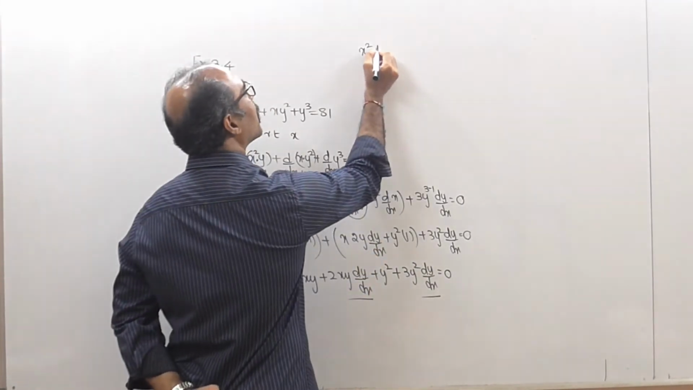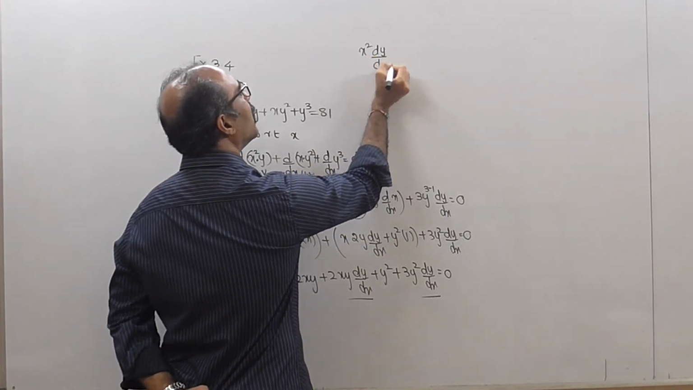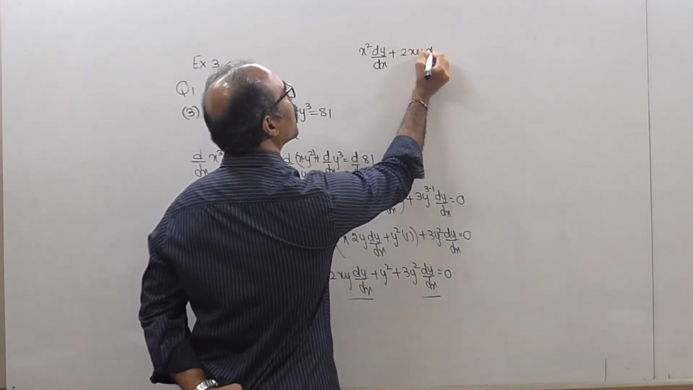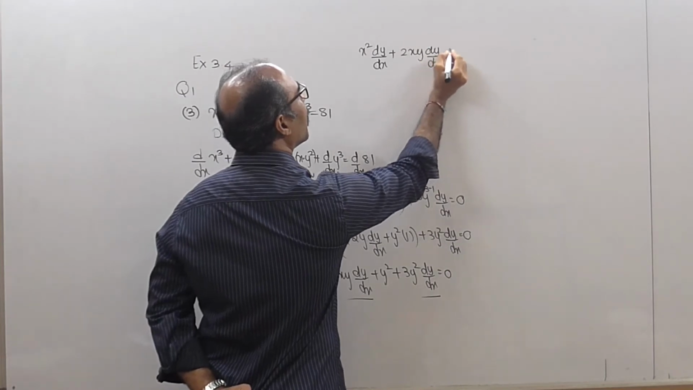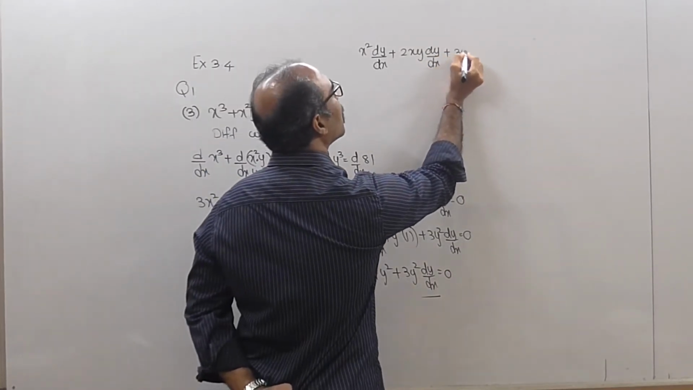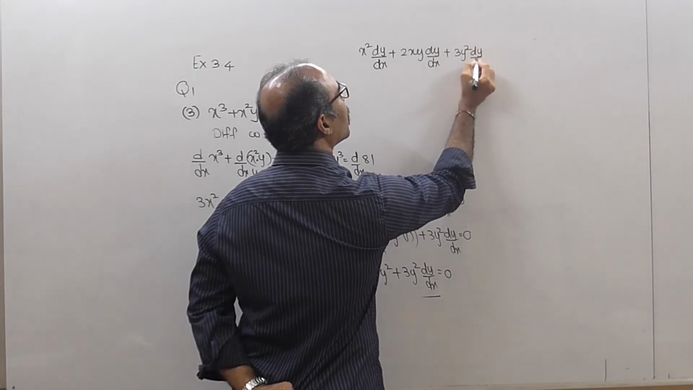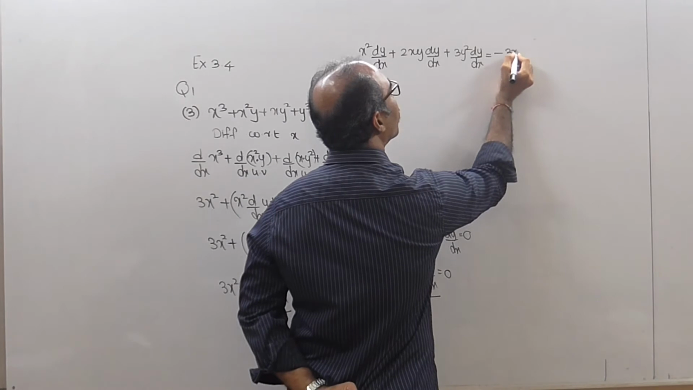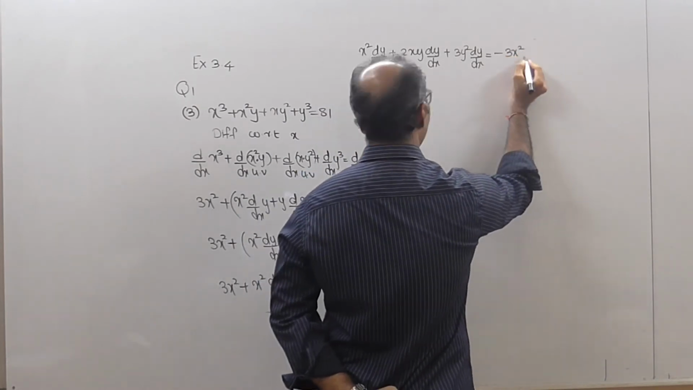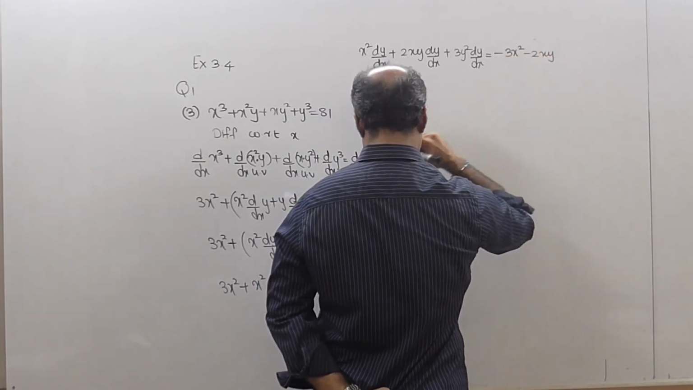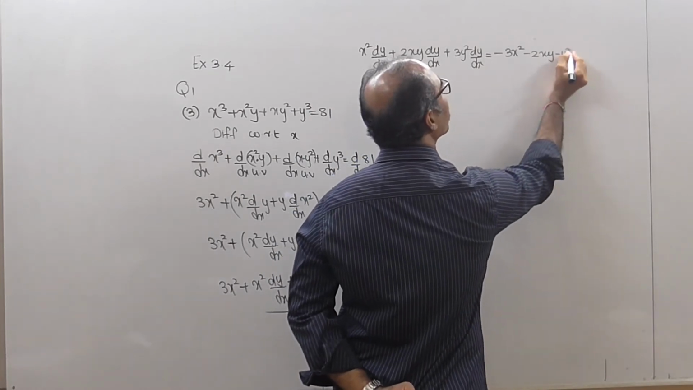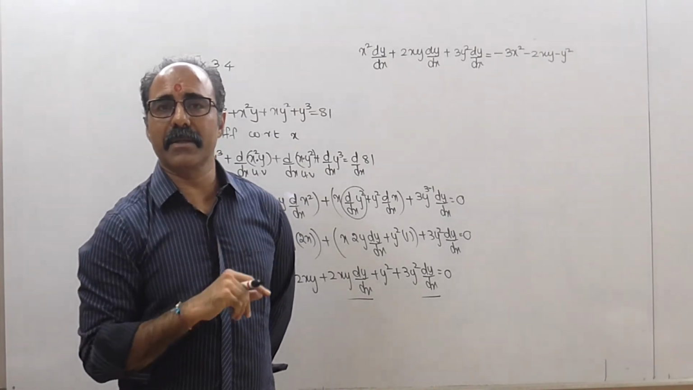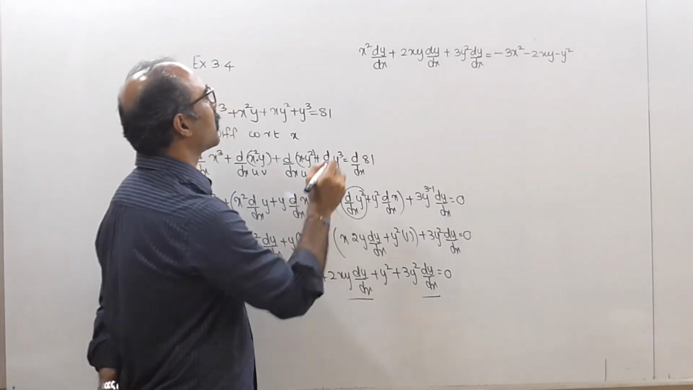So I have x square dy by dx plus 2xy dy by dx plus 3y square dy by dx equal to minus 3x square minus 2xy minus y square. So all dy by dx terms on the left, non-dy by dx terms on the right.